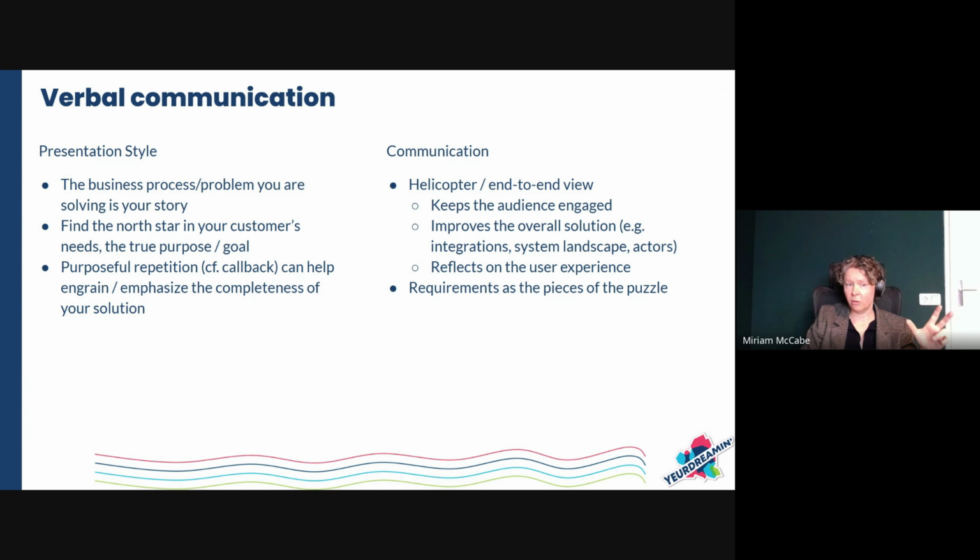And then once you know what your message is, you can use that purposeful repetition of a few key items so that you can really bring home the message. And there you can also use a little bit of additional detail every time you repeat the point, for example. Right, and then on the right side, so in summary, like a helicopter view also helps to keep your audience engaged, but it also, as an architect, actually improves the overall solution, right? Also, as an architect, you cannot get drowned in the details. So anyway, that's about verbal communication.